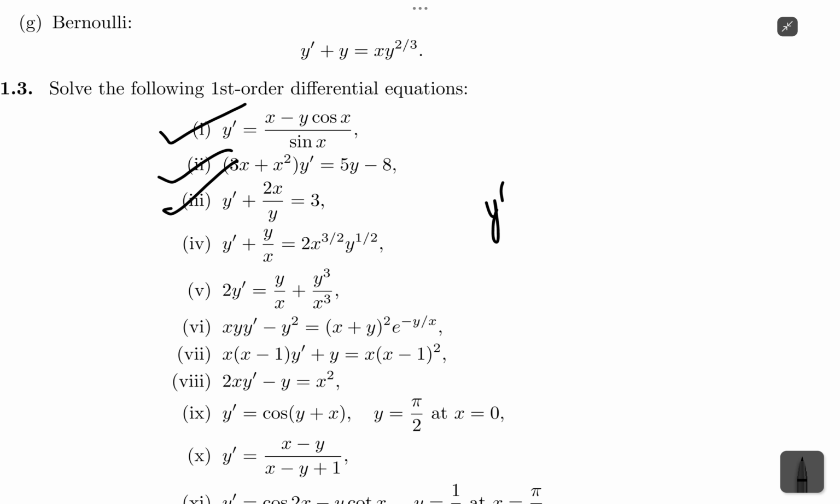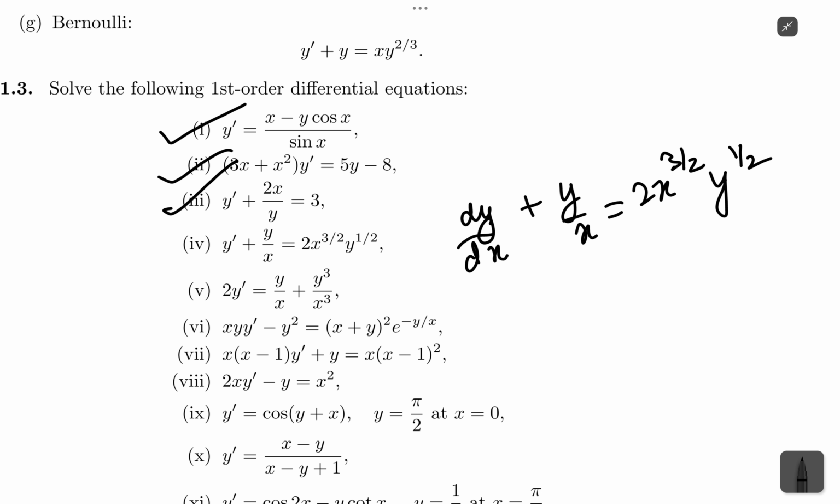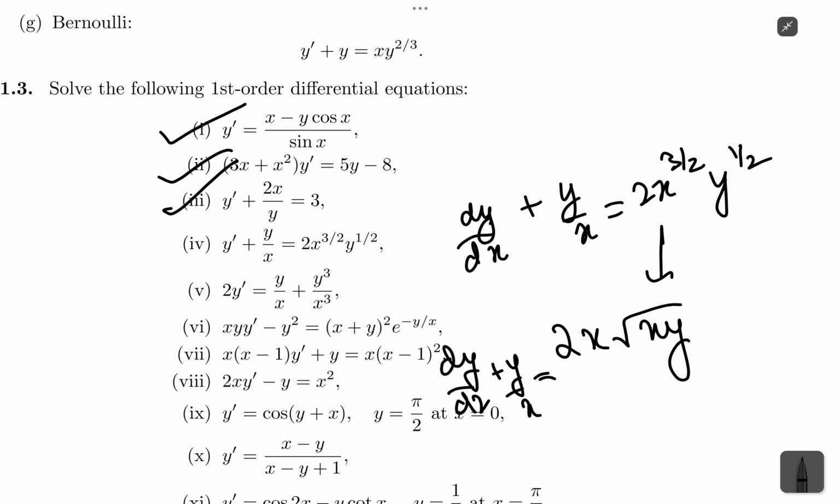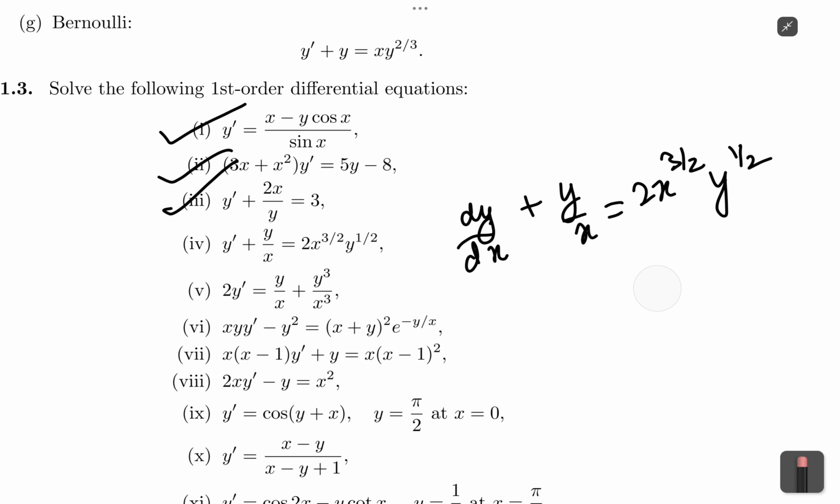Okay, how about this one? y dash plus y by x is equal to 2x to the power 3 by 2 times y to the power 1 by 2. Okay, looking at this one, I'm not too sure. Okay, what can we do about this? We can do this, but I don't think that's going to help. Nor is it a homogeneous equation. Okay, let's look at this one later, right?